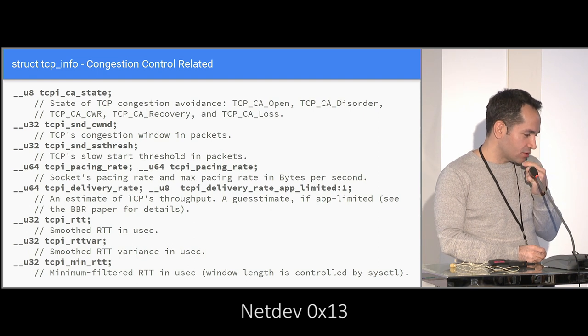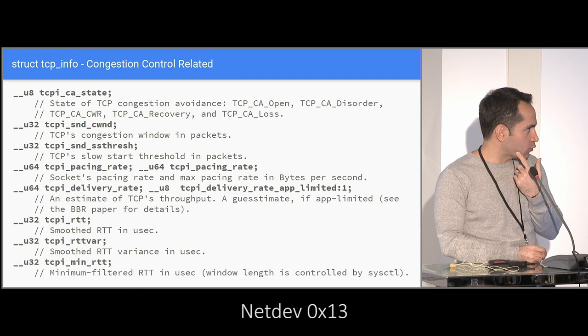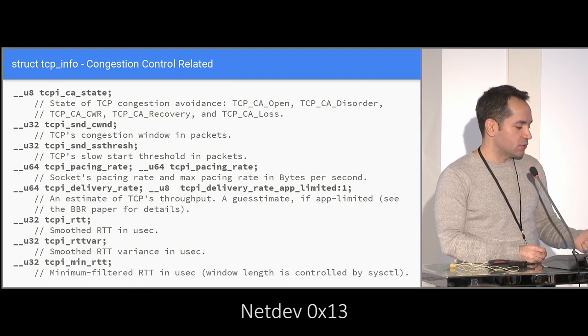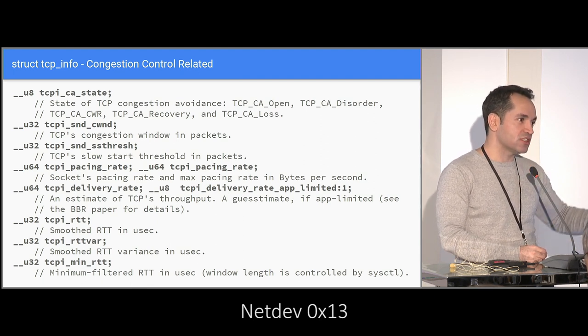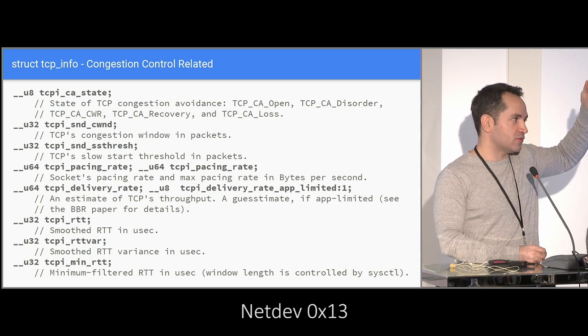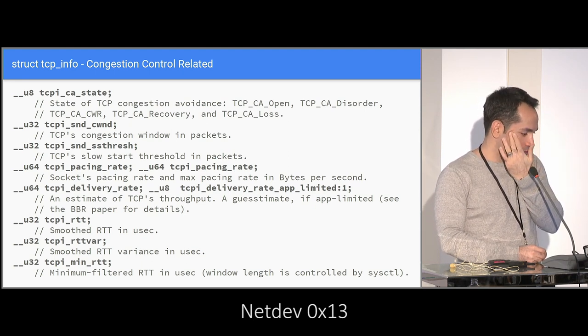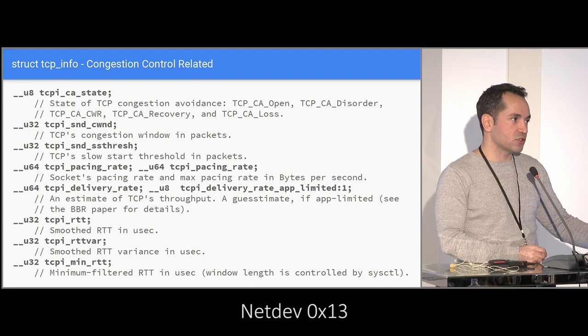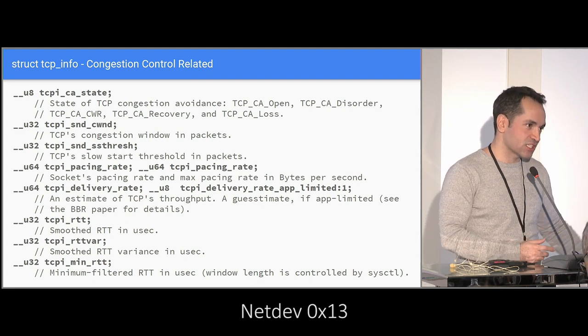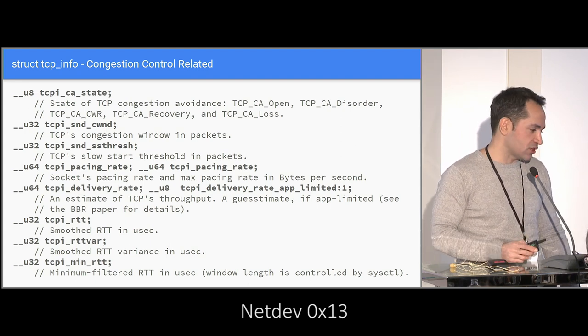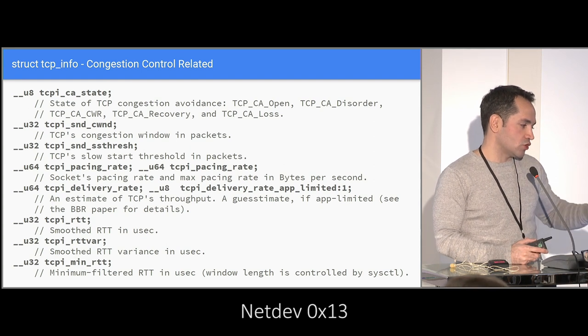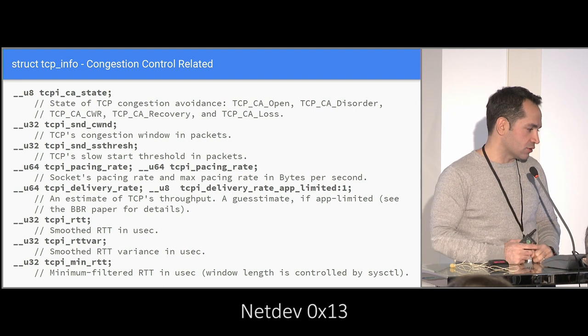When Yuchung added TCP rate app limited to TCP info, I think it was two years ago, we used the hole in TCP info, so it's at the top of the structure. But if you're using an old kernel that doesn't support this feature, that bit is not set or is basically zero. So make sure you check the versioning, because this is a hole. It's not appended. It's inserted in this structure.